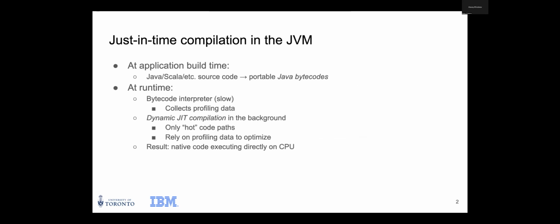So to give some background, I'll talk about what just-in-time compilation is. In a managed language runtime, such as the Java virtual machine, when you build your application source code at application build time, it is converted into portable Java bytecodes. They're platform independent, and at runtime, these bytecodes are executed in the interpreter, which is relatively slow, and this interpreter collects profiling information. And then the compilation into native code happens dynamically in the background. It's called just-in-time or JIT compilation. Only hot code paths are compiled, and the compiler relies on profiling data to make optimization decisions. As a result, the native code eventually executes directly on the CPU and reaches peak performance.